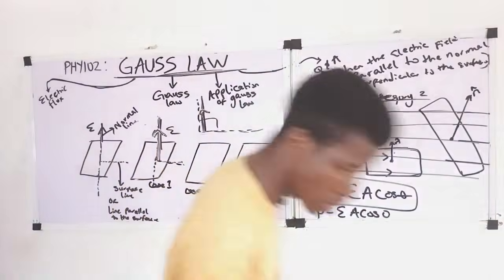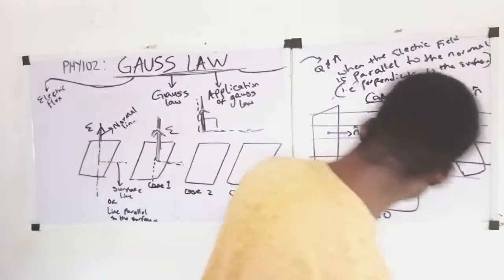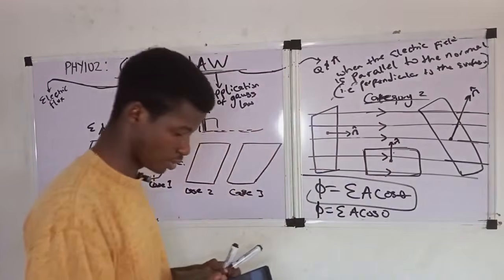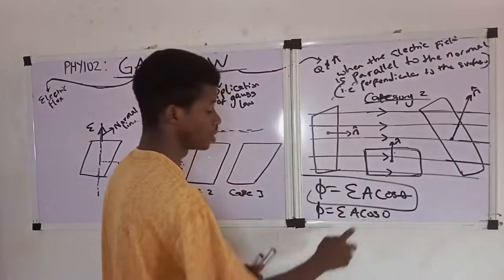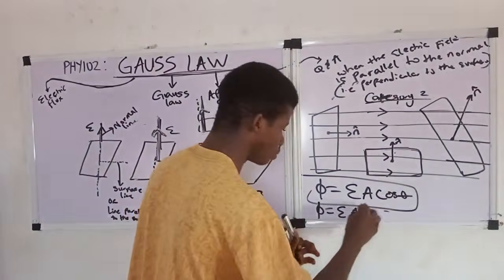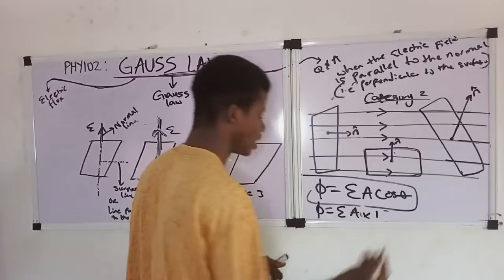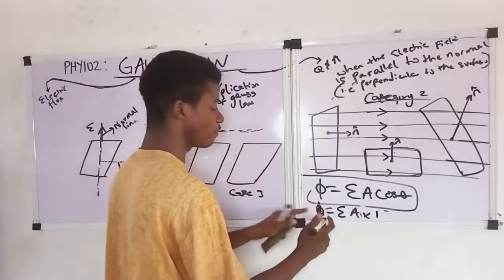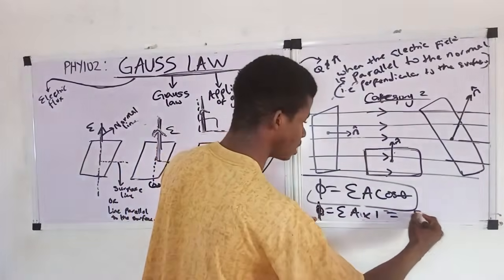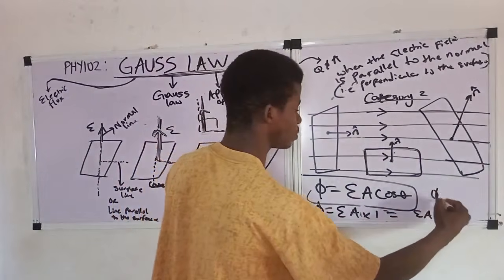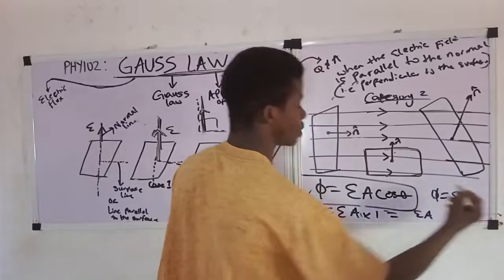Now let's do it. Cos 0 is 1, right? Cos 0 is 1. So everything here will be times 1. Therefore, electric flux will be equal to EA times 1, which should give us EA, right? Therefore, electric flux is equal to electric field times area.